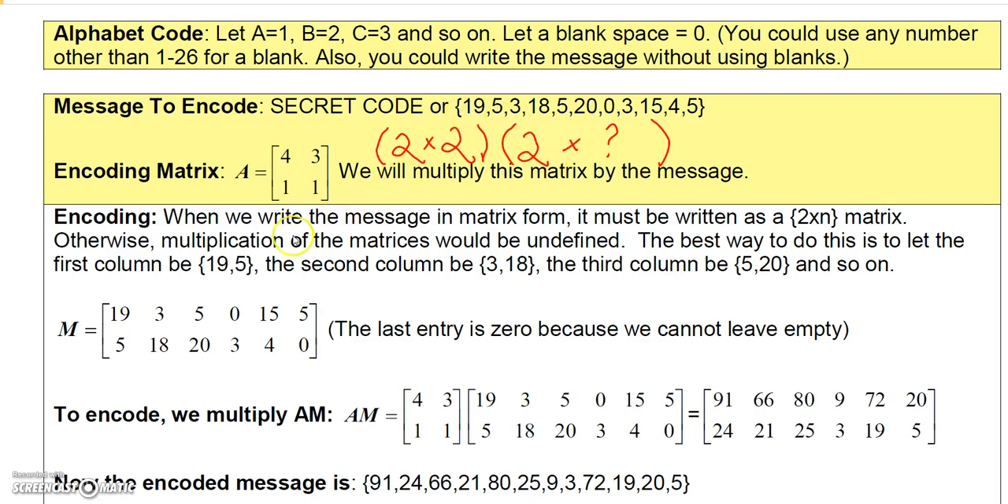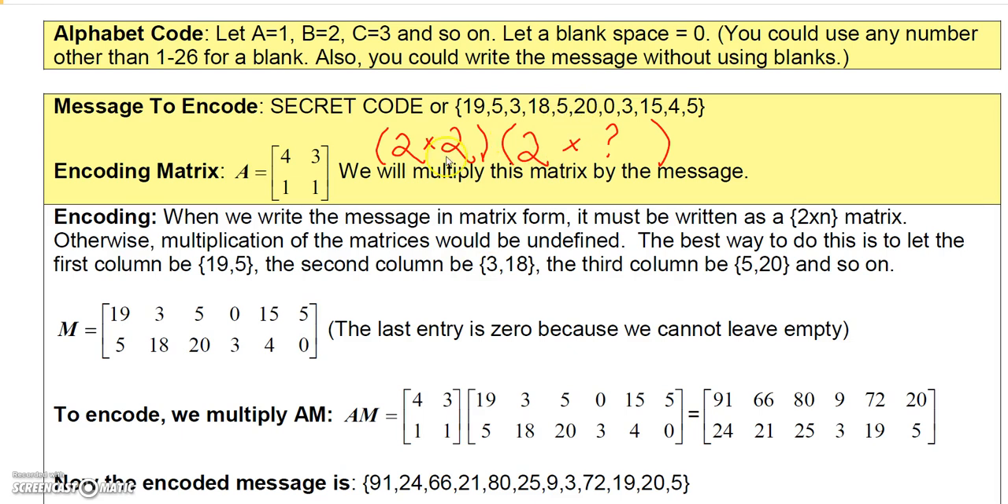So here's the way to do that. This is the way you can do it to make sure it's in a matrix with 2 rows. Just take the first 2 numbers and make them be the first column. So the 19 and 5 would be the first column. Then take the next 2 numbers, the 3 and the 18, and make them the next column.